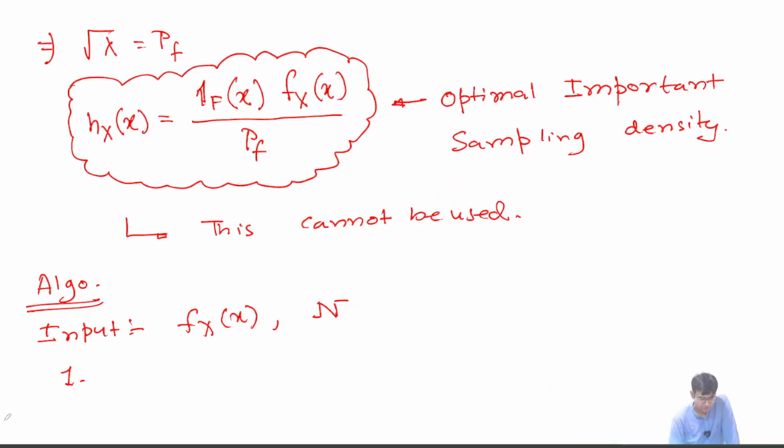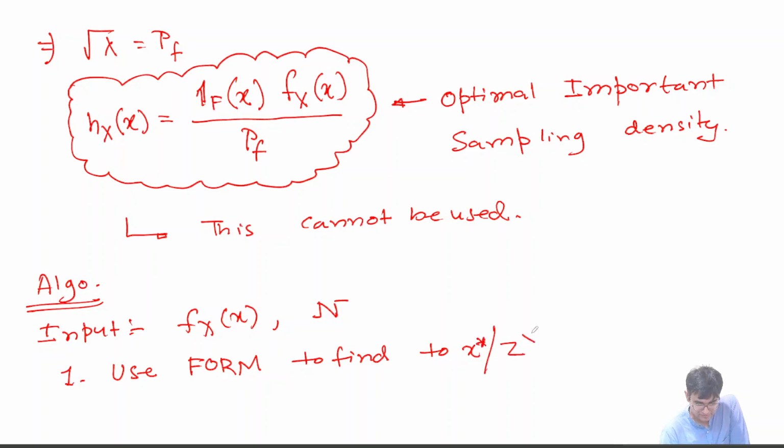So use FORM to find out x star or z star. X star is the design point in the original physical space. Z star is the design point in the standard normal space. That's the only difference. Both are essentially the same points, but in different space.